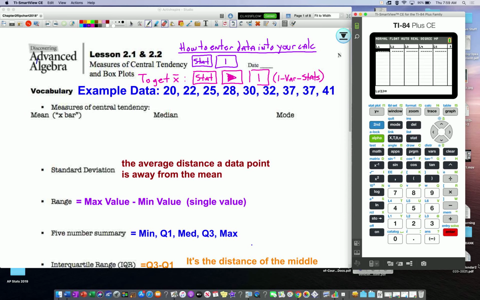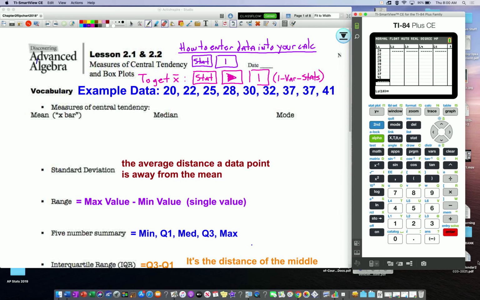I'm going to go to stat and 1 to start. Now I'm going to type these data points in. I just simply start typing 20, enter, 22, enter, 25, 28, 30, 32, 37. Looks like I have a couple of those, thank goodness, and then 41. We'll see why in just a second.